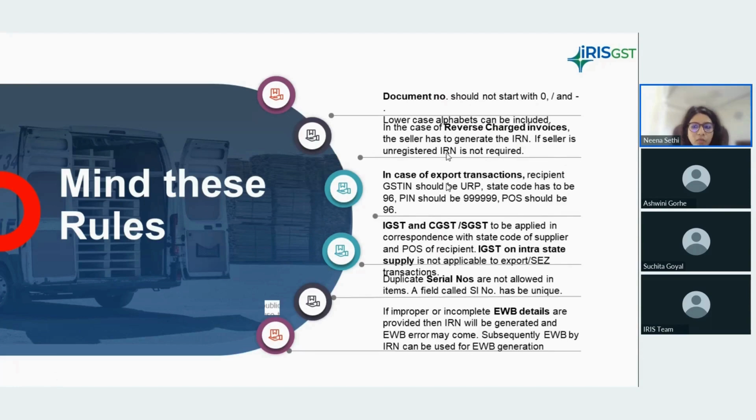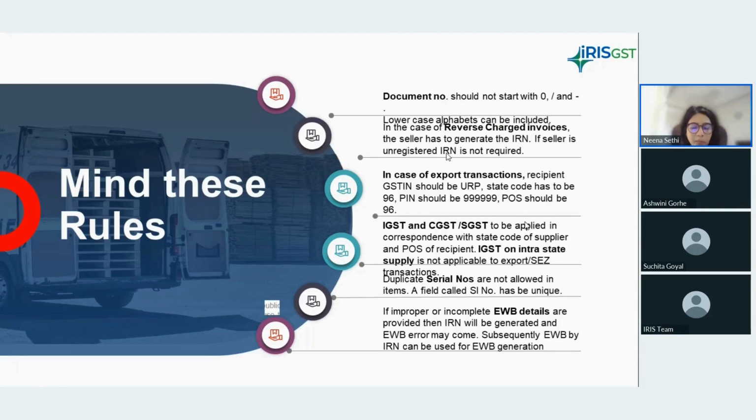In a lot of cases, we have seen that there is a lot of query, like in case of export transaction, what needs to be done. Because in case of export, your recipient will be an unregistered party, so you need to mention the recipient GSTN as URP. And since it's an overseas transaction, you need to mention the state code as other country, and the pin code as 999, and even the place of supply.